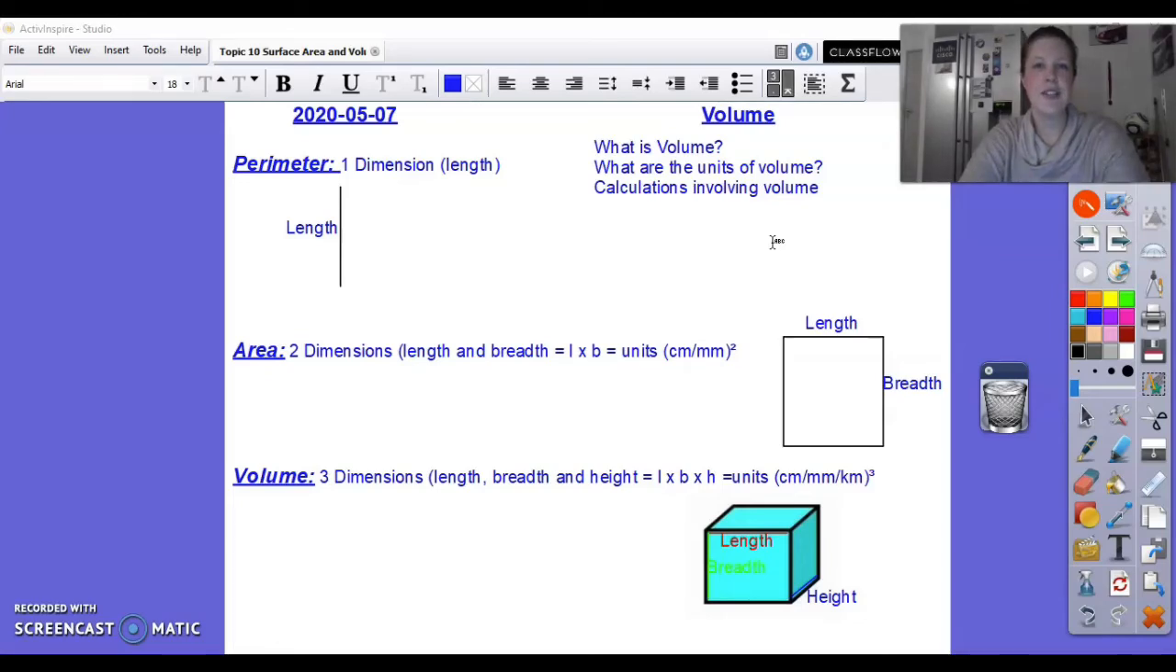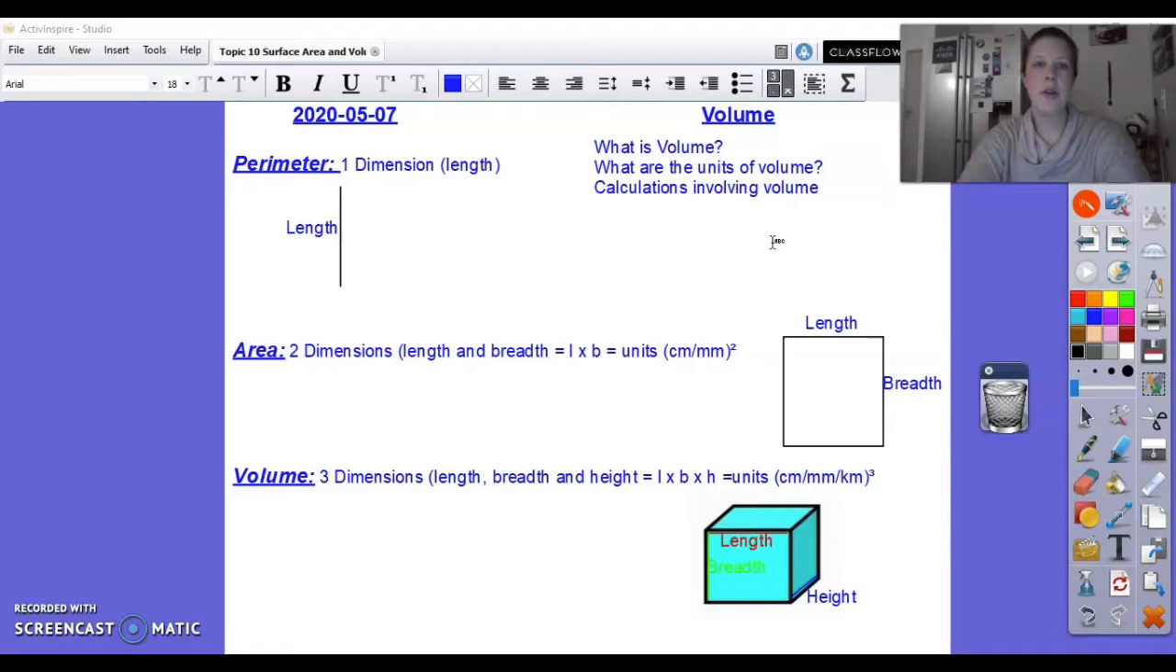It is Thursday, the 7th of May, and today I want to be looking at the concept of volume. There are three categories that we are going to discuss. We're going to identify what volume is, we're going to look at the units of volume, and then we're going to look at some calculations that involve volume and how we calculate the volume of a triangular prism and a rectangular prism. First of all, we need to get our foundations correct before we move on to volume.